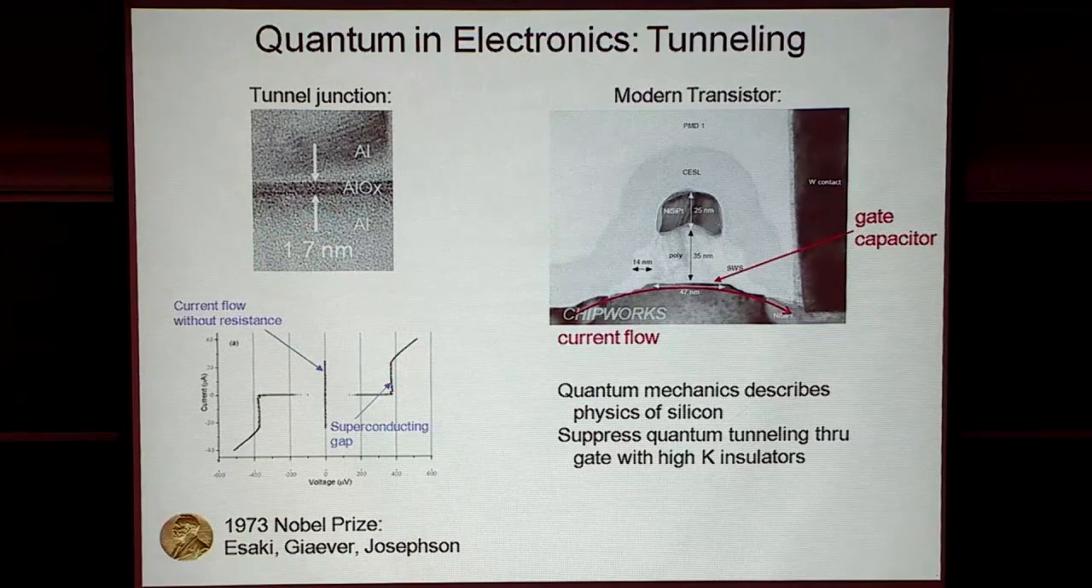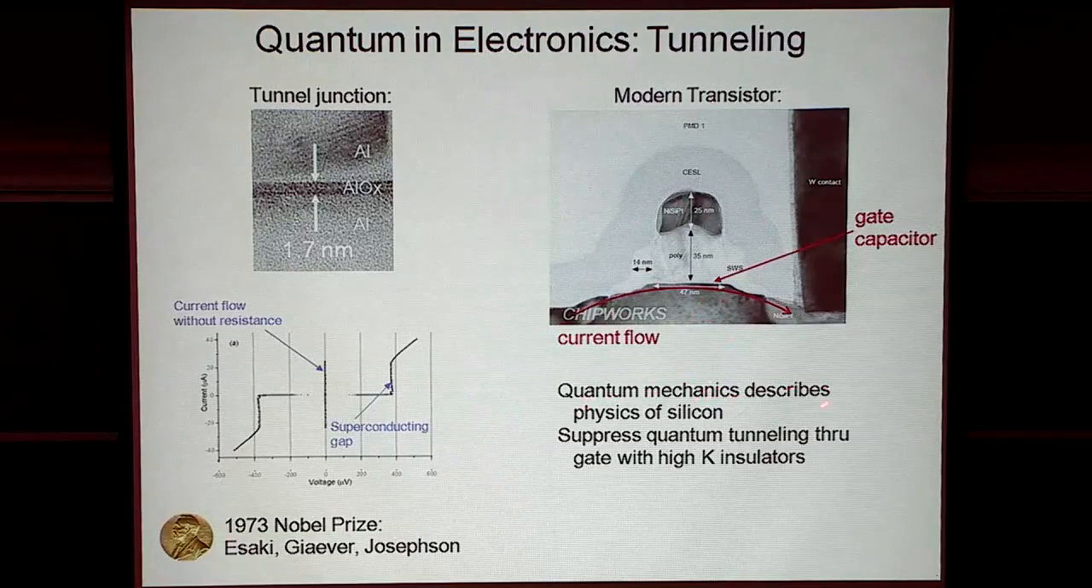In modern transistors, these are approaching atom sizes. Here you have a wire here and a wire here. Current flows through the silicon. There's a little capacitor here, kind of like this, where this voltage turns on and off that current. This is a very thin insulating barrier right here. And to describe this, again, you need quantum mechanics, the physics of silicon.